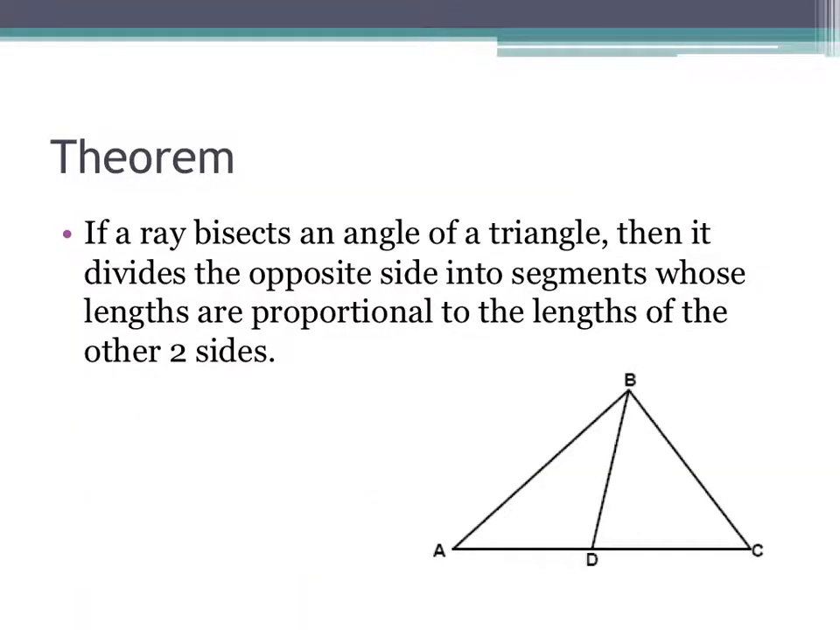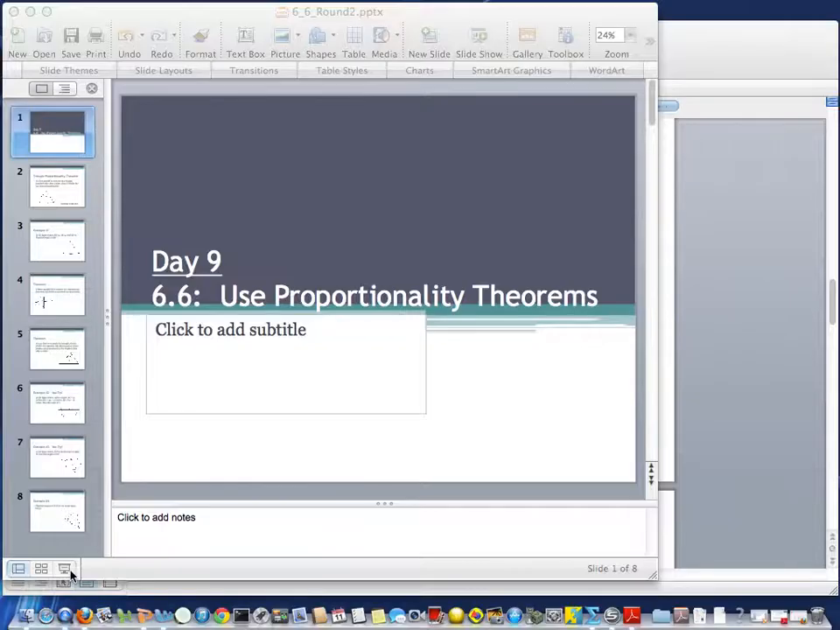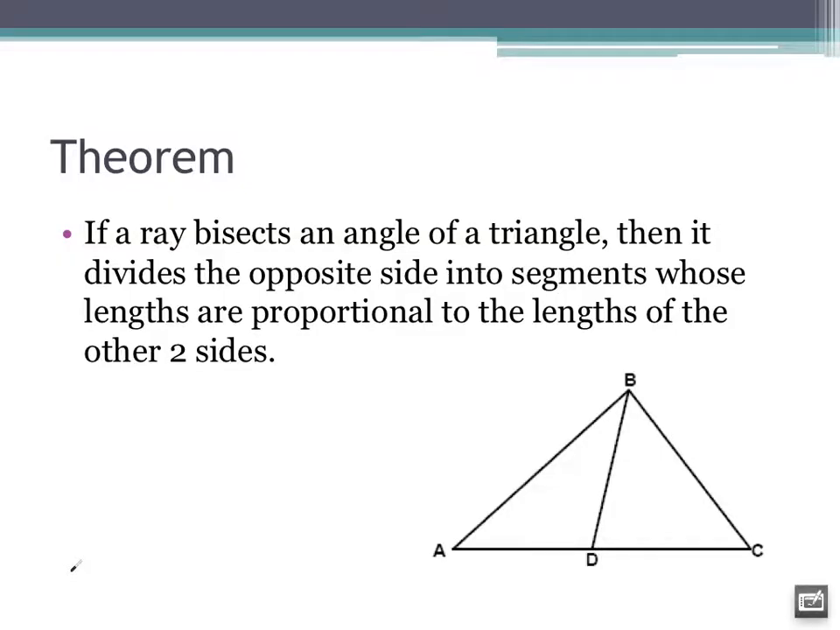Second theorem, then we're going to do some examples. This theorem says if a ray bisects an angle of a triangle, then it divides the opposite side into segments whose lengths are proportional to the lengths of the other 2 sides. This one is definitely more complicated than the first 2 that we did. So if a ray bisects an angle of a triangle, let's mark that. Let's say that angle B is bisected. It's cut into 2 congruent angles.